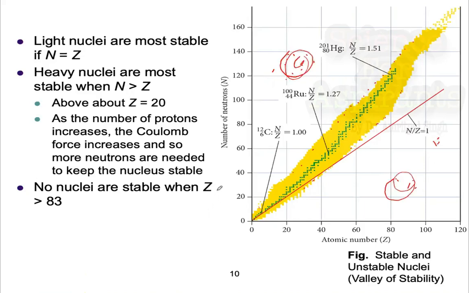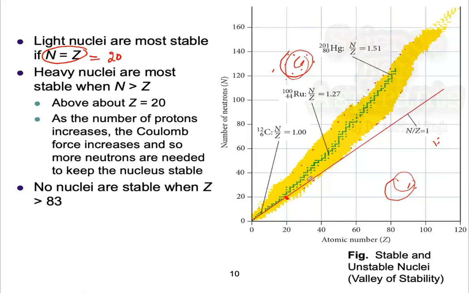Now, if you look at this neutron to proton ratio, this red line is representing that a particular nucleus has the same number of neutrons and the same number of protons. So if you look at this graph, up to a value of N equal to Z equal to 20, these nuclei are the most stable nuclei, up to the atomic number of 20.